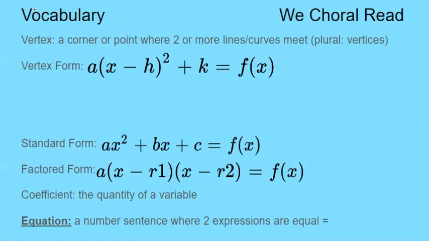Vocabulary. Here's the key vocabulary from this section that you need to become familiar with. Vertex, a corner or point where two or more lines or curves meet. Plural would be vertices. Vertex form, a(x minus h) squared plus k equals f of x. Standard form, ax squared plus bx plus c equals f of x. Factored form, a(x minus r1)(x minus r2) equals f of x. Coefficient, the quantity of a variable. Equation, a number sentence where two expressions are equal.